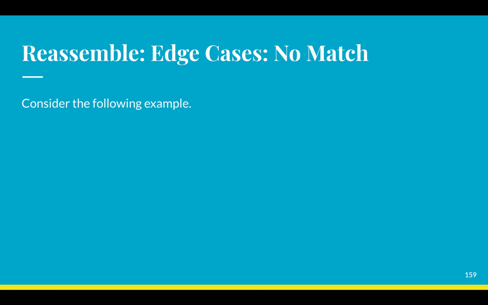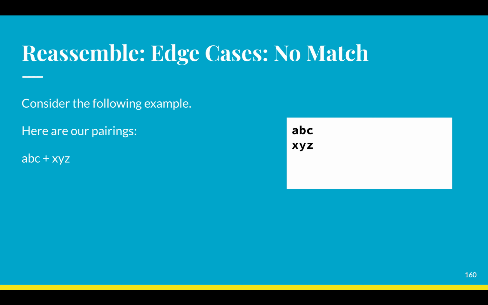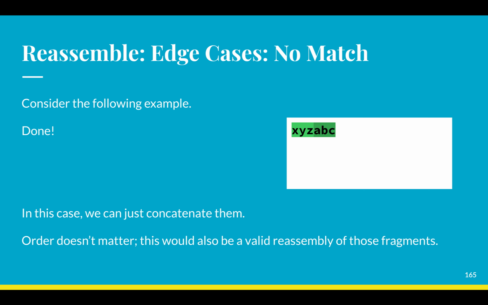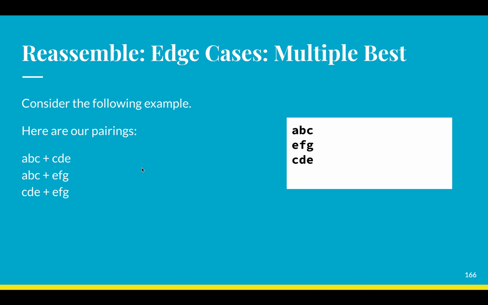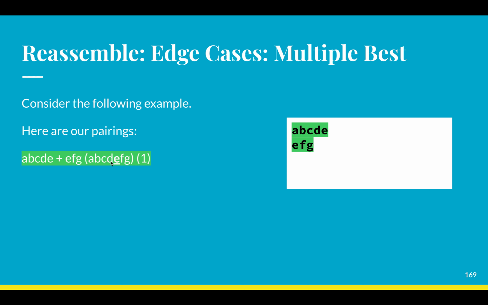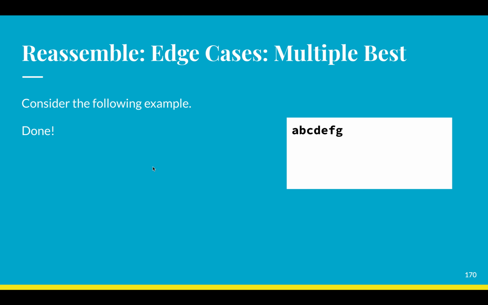Okay, so there are some edge cases. If there's no match, ABC and XYZ, there's no match, and so we just concatenate the two together like that. Order also doesn't matter. You can also write XYZ ABC instead of ABC XYZ. Here, if we have multiple best options, notice here that we have two pairings that have length 1. We can go ahead and just pick one of them arbitrarily. We chose this one here. Okay, and so now another example, where we have two fragments, and so there's one pairing, and so we merge them, and we're done.